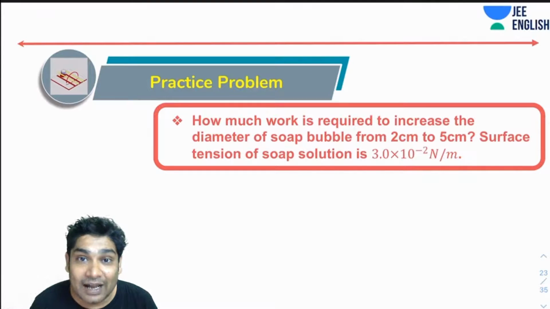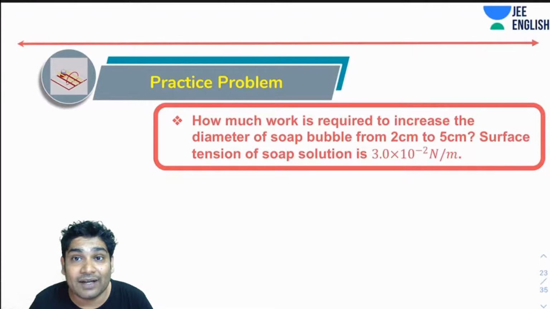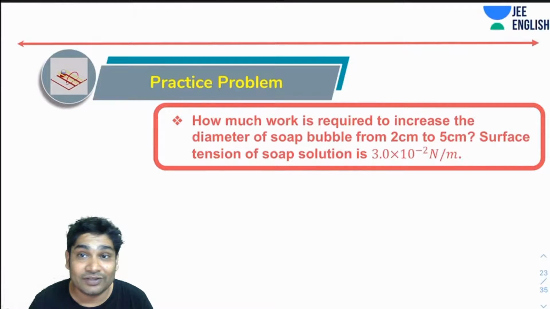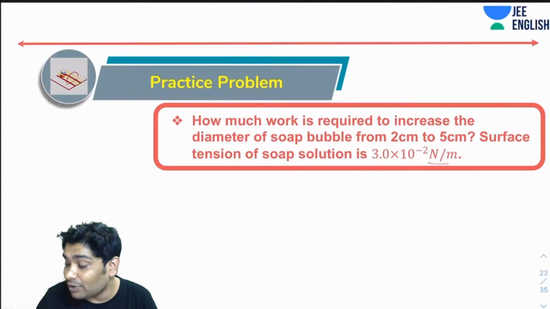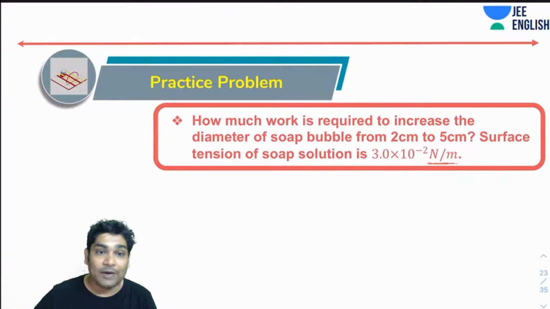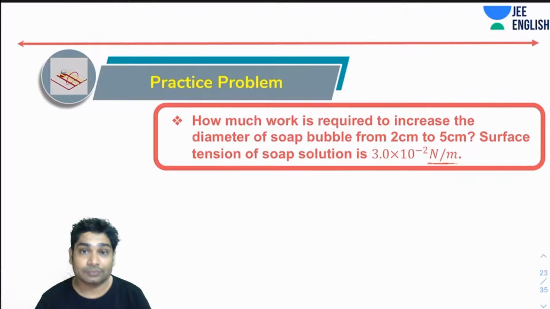So why don't we try a problem? So this problem says how much work is required to increase the diameter of a soap bubble from 2 centimeter to 5 centimeter. Alright, you've been told that the surface tension of soap solution is 3 into 10 to the power minus 2 Newton per meter. So this is the SI unit of surface tension, by the way, Newton per meter. So why don't you try this problem?